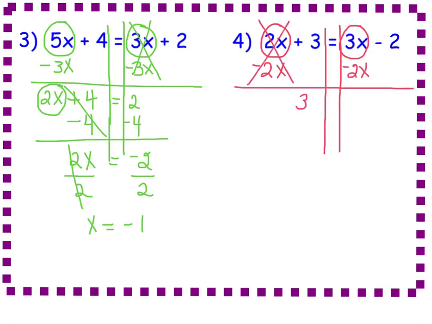So I have 3 equals 1x minus 2. And then solving for x, I add 2 to both sides. So 5 is equal to x. Good job.